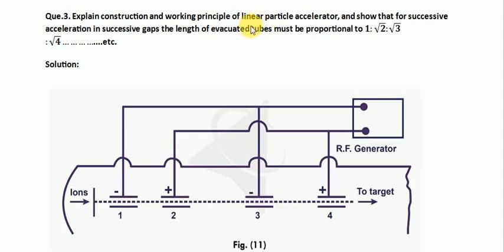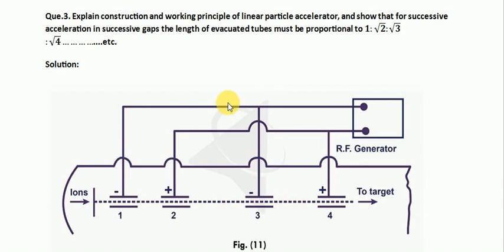So today in this video, we are going to learn about the linear particle accelerator, also known as the LINAC. Have you ever wondered how scientists give tiny particles enough energy to smash into each other at nearly the speed of light? Well, one way is through a linear particle accelerator, also known as LINAC. So we are going to understand this LINAC step by step.